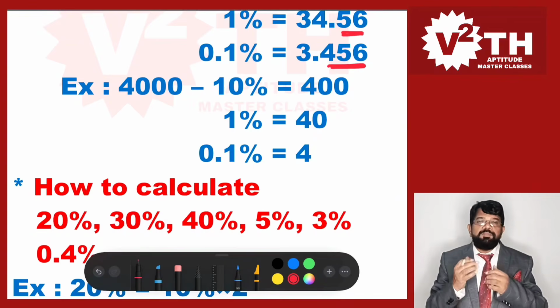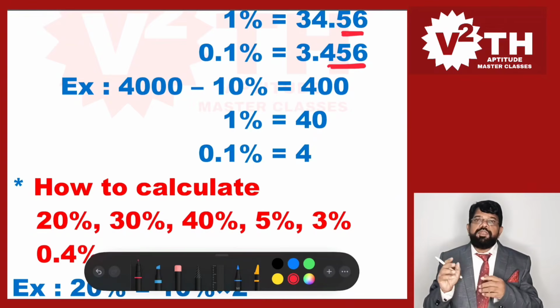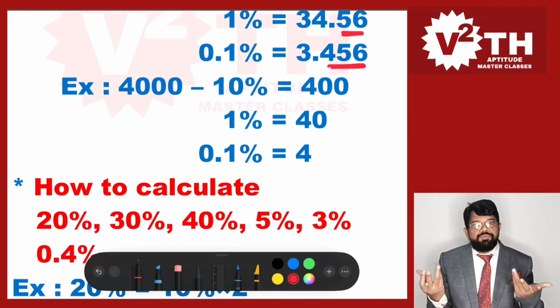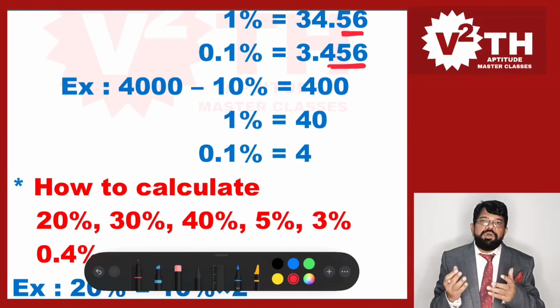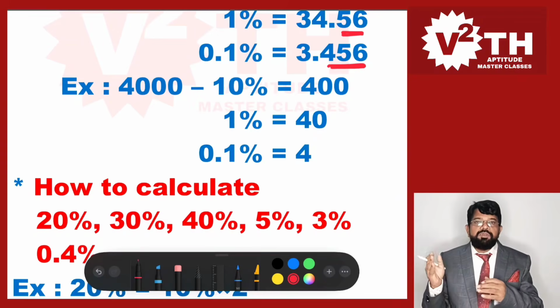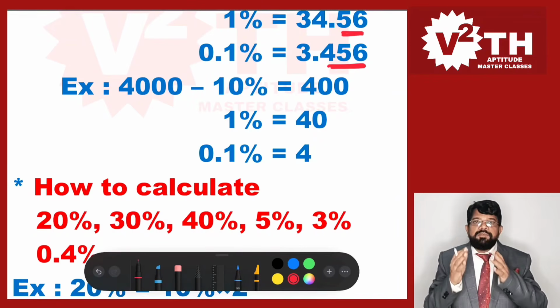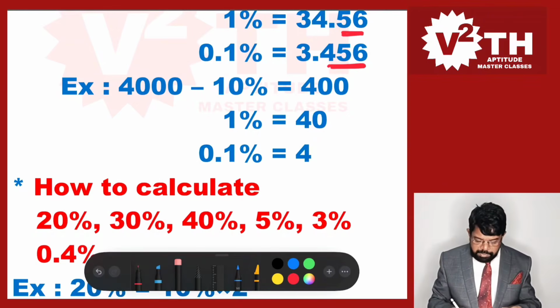In 4,000, what is 1%? So after two digits, you put the decimal. So 40.00. What is 40.00? 40 it is. 0.1% means in 4,000, after three digits you put the decimal. So 4.000. So what happens is it gets cancelled. So 10%, 1%, 0.1% is very important for your calculation part.